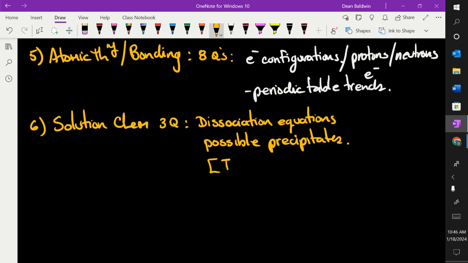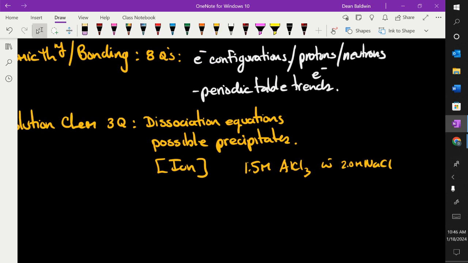Ion concentration. So remember, the square brackets mean concentration. And so the ion concentration questions are like, if I mix, I don't know, I don't want to do a full example, but if I mix 1.5 molar of aluminum chloride with, I don't know, 2 molar sodium chloride, and I'd have to give you volumes as well. And I said, what is the concentration of the chlorine ion? Okay, so they're going to change and things like that. We'll go over those specific examples.